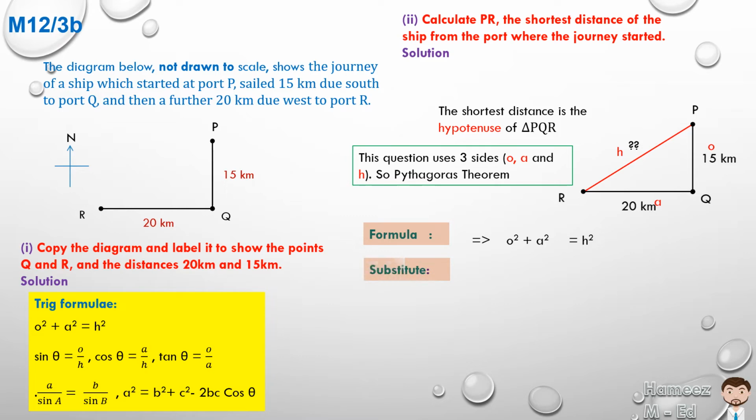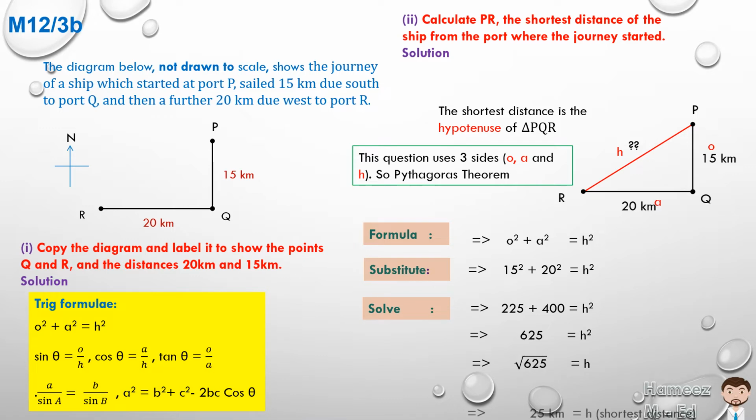So the formula is O squared plus A squared is equal to H squared. Now we substitute into it. O and A are 15 squared and 20 squared. That will give us 225 plus 400, and that works out to be 625 is equal to H squared. So H is equal to square root of 625. Thus, 25 kilometers is equal to H, which is the shortest distance from P to R.